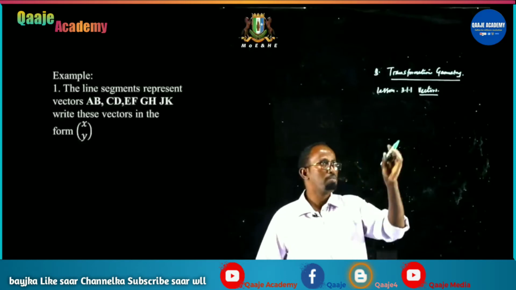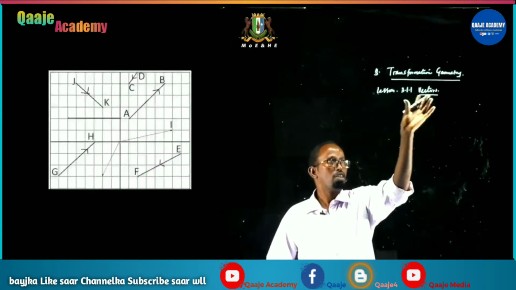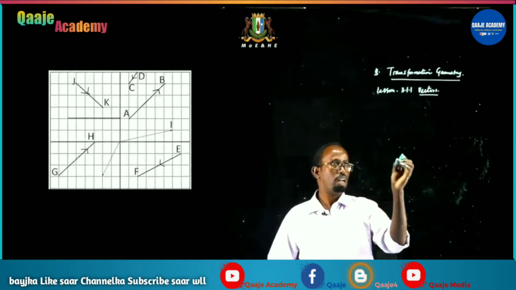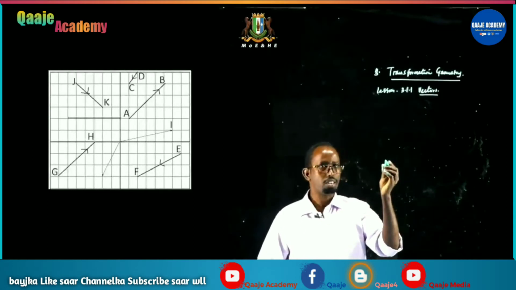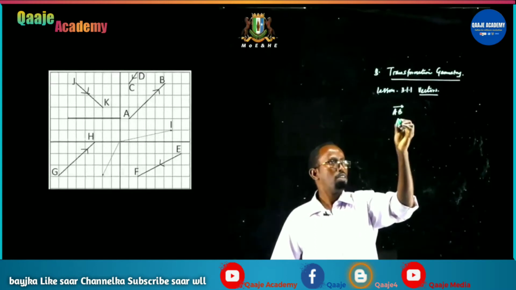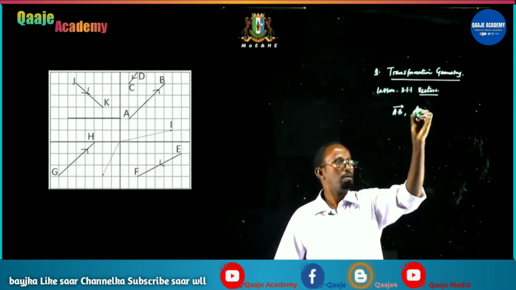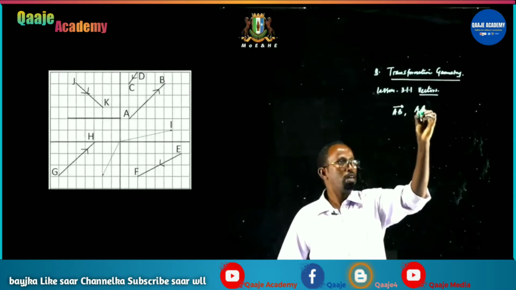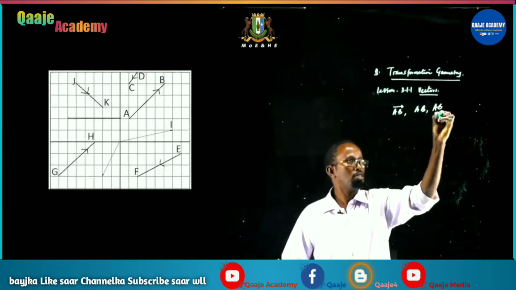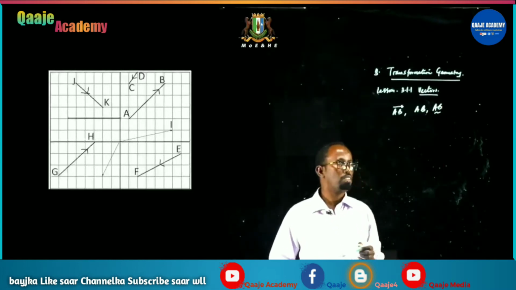x, y means column vectors. For AB, how many units to the left or right, and how many up or down. We normally use vectors: either you draw a line on top, or you write in bold letters AB, or you can write AB that way. So this is a way of representing vectors.